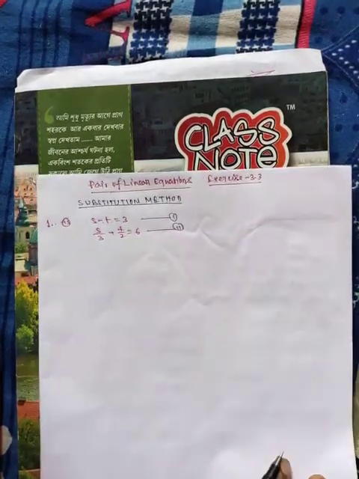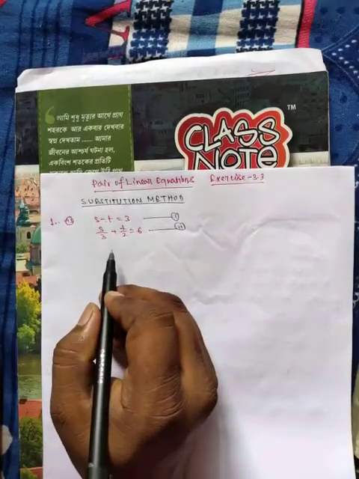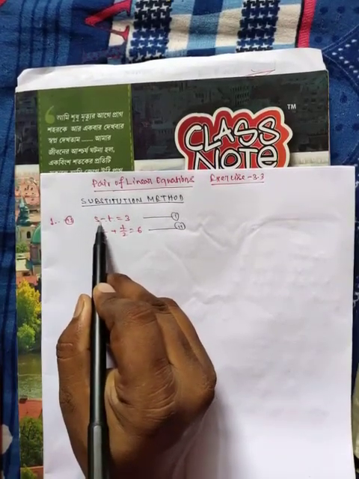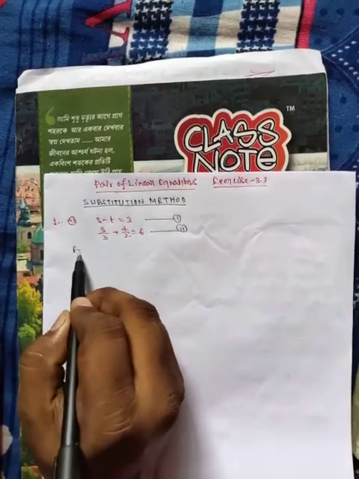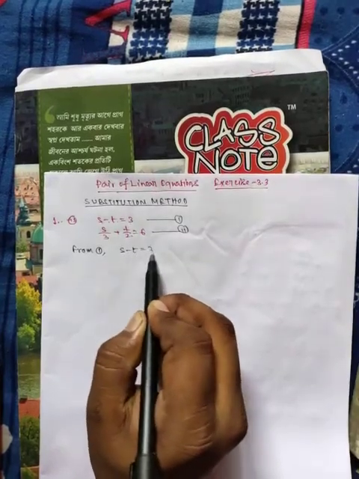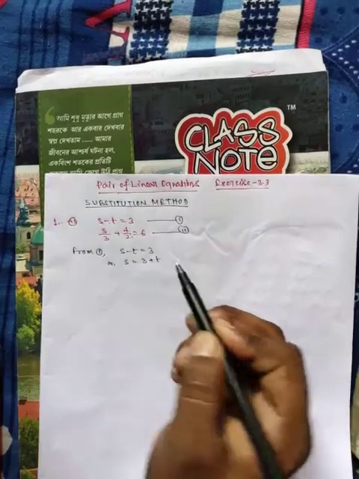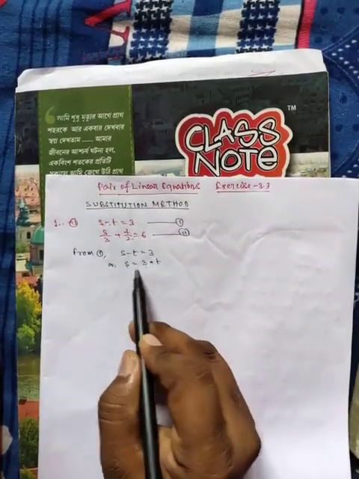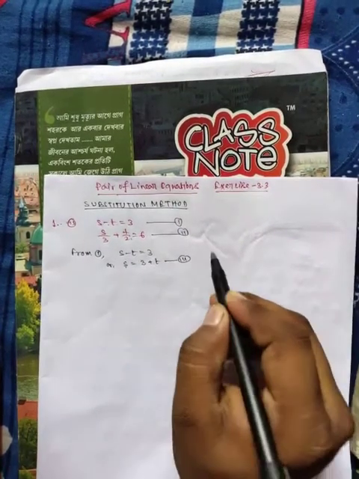So in the substitution method you know that you have to express one variable in the form of the other variable. There are two variables, s and t, so I am expressing one variable from either equation in terms of the other variable. I am taking the first equation, from 1: s minus t equal to 3. So you can write s equals 3 plus t. So you have written the variable s in the form of t, 3 plus t. This is the third equation.